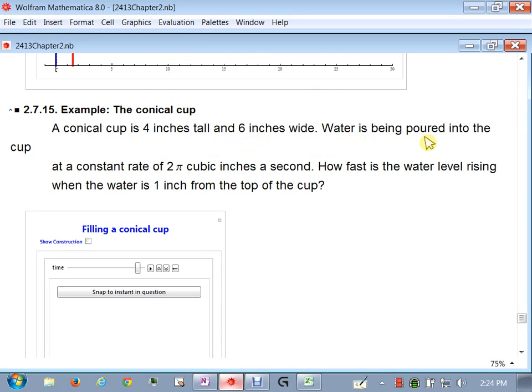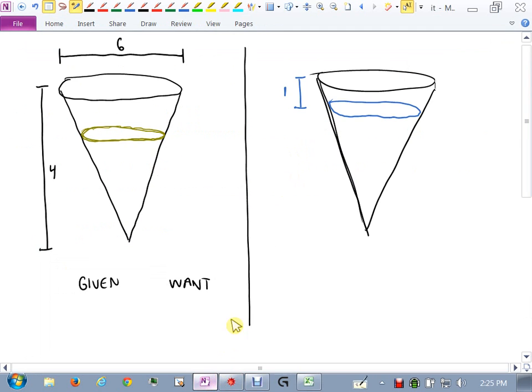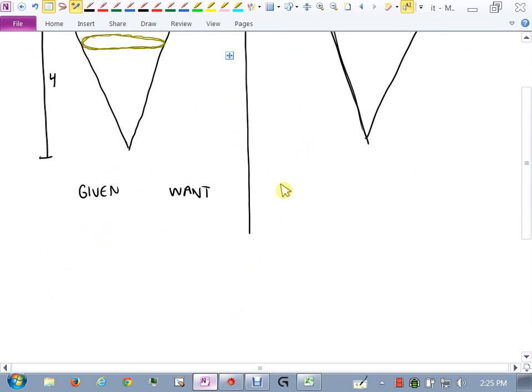Beer is being chugged out of a cone at a constant rate, that's a derivative, of 2 pi cubic inches. Cubic inches is a measurement of volume, right? It's being chugged out at 2 pi cubic inches per second. So I'm being given an instantaneous rate of change in volume. I'm going to call what I'm given dV dt, and it is coming out, so negative 2 pi.